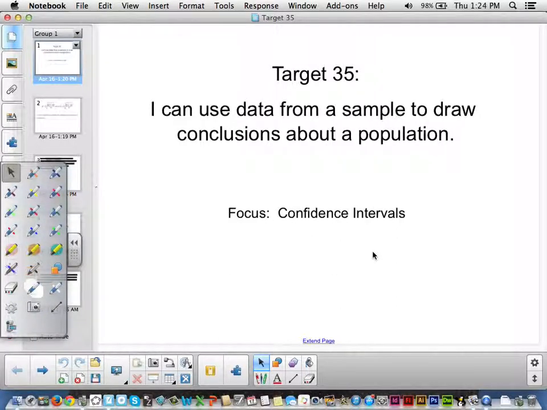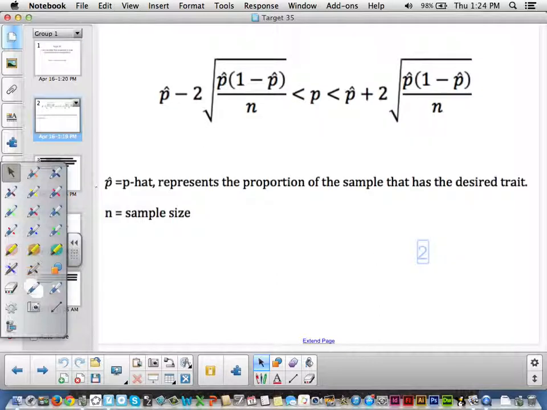Algebra 2, target 35. I can use data from a sample to draw conclusions about a population. This focuses on confidence intervals. We have two different ways we do confidence intervals. One way is from a survey with a proportion.